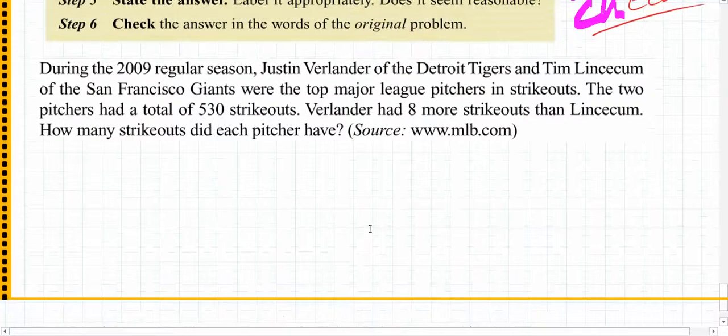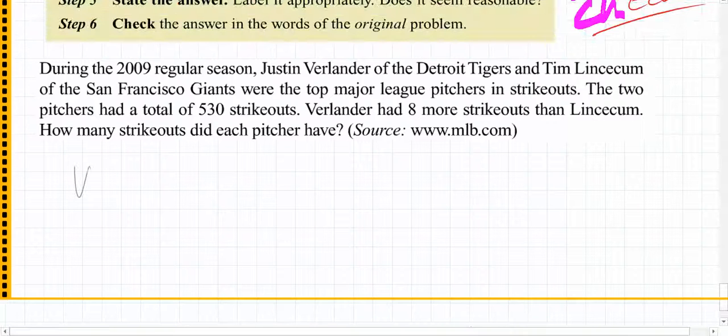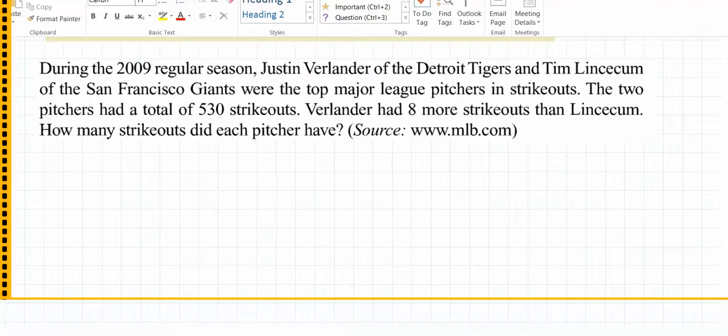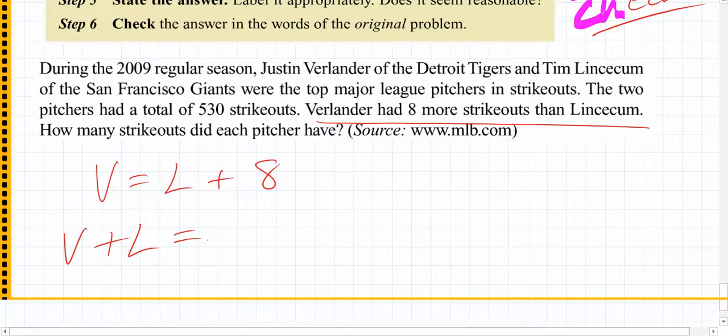No. Yeah, go ahead. I did V equals 530 divided by 2 plus 8. No, don't do it all at once. Why don't you break it down from what you know? What does it tell you? It tells you that Verlander had 8 more strikeouts than Lincecum, right? So V equals L plus 8. And what is V plus L equal to? 530. There's your 2 equations right there.